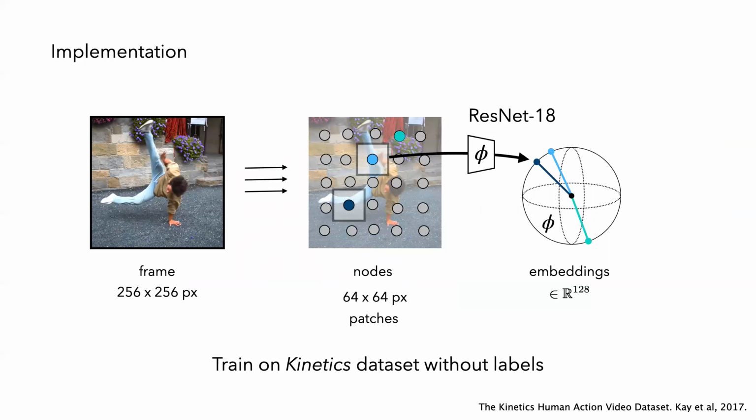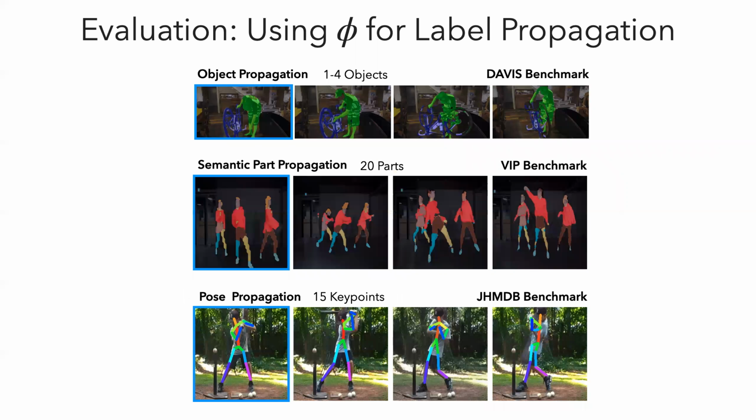In practice, as I said, we simply extract nodes by extracting a grid of patches from the image. And we map each of these patches to a representation using a ResNet encoder. We train the encoder on the Kinetics dataset without any labels whatsoever. We evaluate the representation by using it as a similarity metric for video label propagation tasks involving objects, semantic parts, and key points. In label propagation, we're essentially given the labels of the first frame of the video, and the task is to predict the rest of the labels for the rest of the frames. So we think that these tasks require a representation that is in some sense robust to the natural transformations and dynamics of natural scenes.